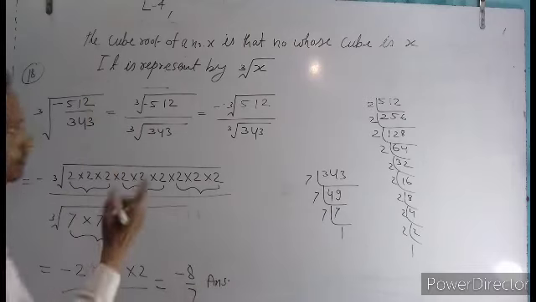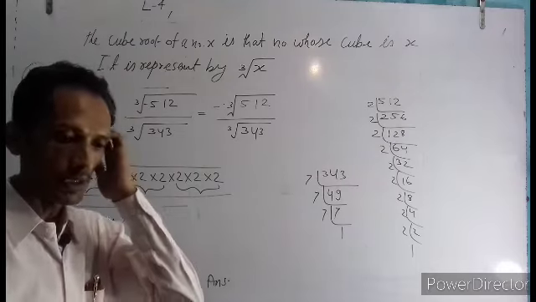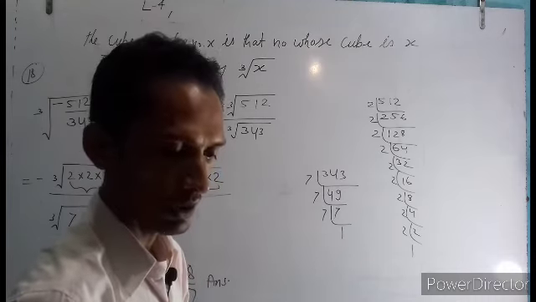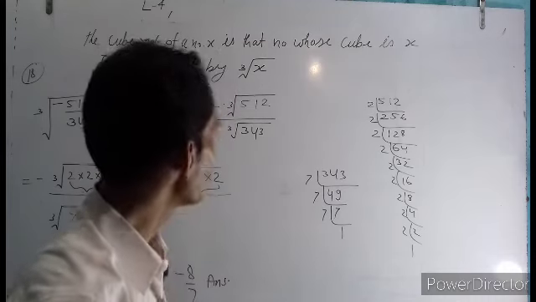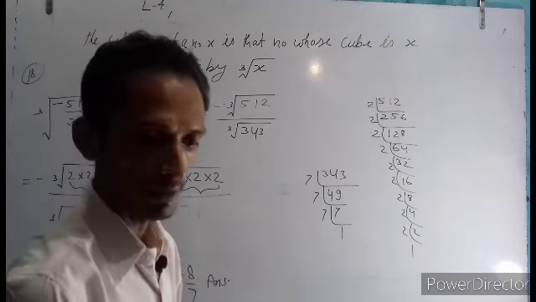So in this way you have to do the fourth exercise. 4D is just for your practice. 4D is based on all the previous exercises. So you have to just do the 4D exercise. If you have any doubt, you can ask me through messages or comments.